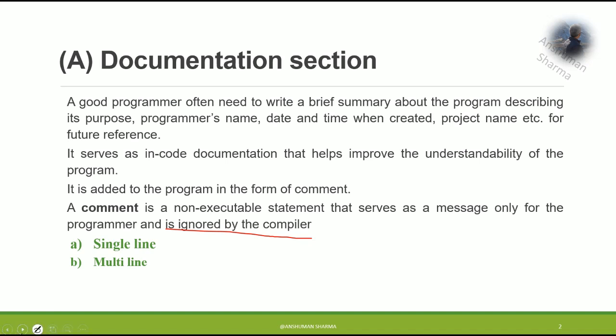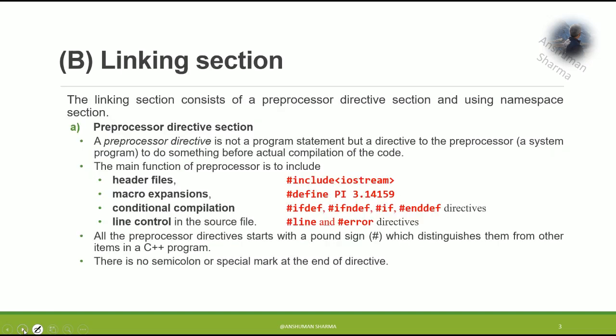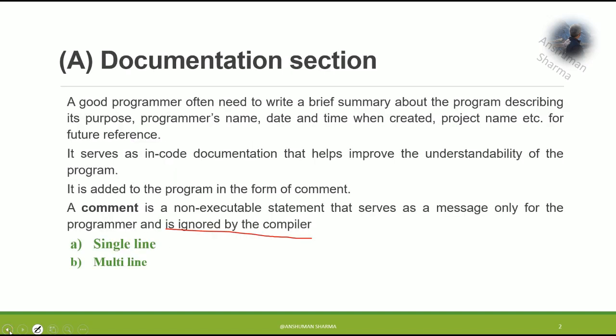Now in C++ there are two types of comments, single line and multi-line. Single line comments are usually written with double forward slashes, and a multi-line comment is written in the same way as in the case of C. And all these comments are very necessary.